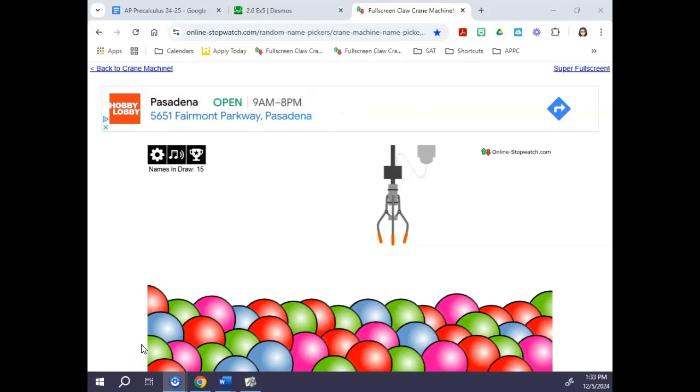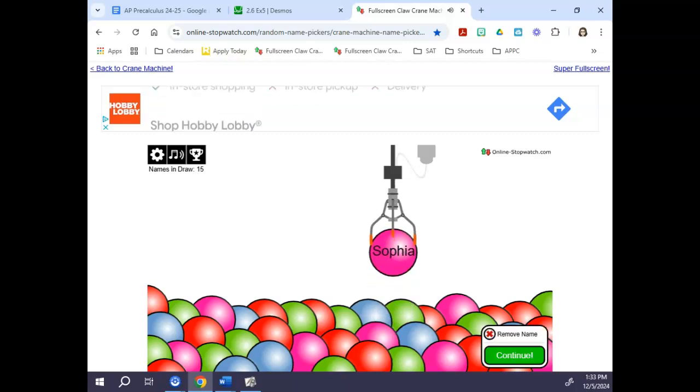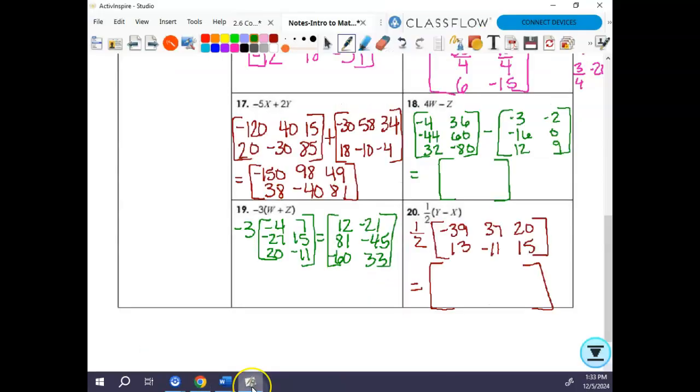Let's see who my next helper is here. Sophia, again, it likes you. Which one do you want to give me? I'll let you choose. 18? Okay. Are you going to give me columns or rows? I don't care. Just tell me what I'm doing. Okay, got it. What you got? Good.